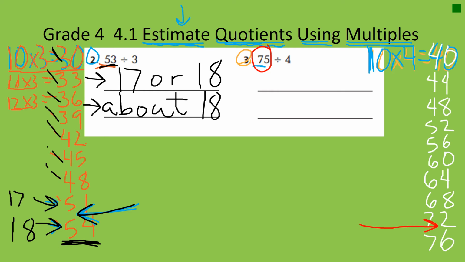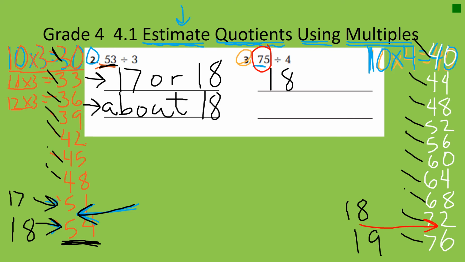Now remember what we did. That's 4 times 10. So 4 times 11. 4 times 12. Right? 13 sets of 4. 14 sets of 4. 15, 16, 17, 18 sets of 4. 19 sets of 4. So 18 or 19 sets of 4 get us close to 75.